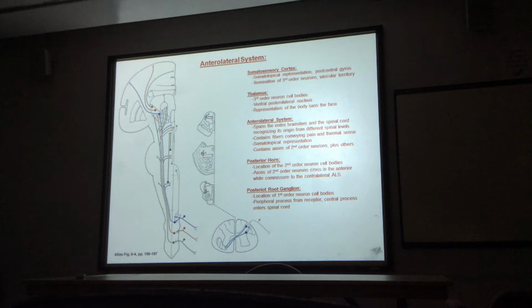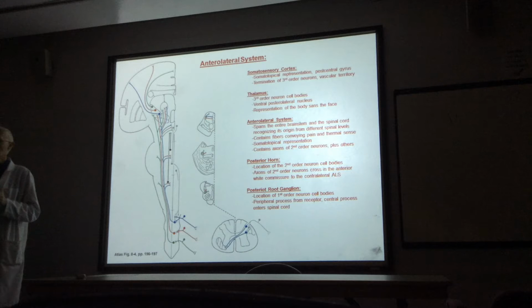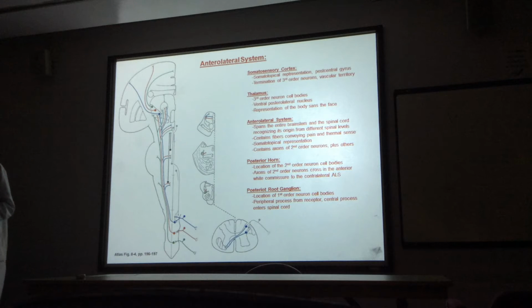The anterolateral system spans the entire brainstem. We can see it here, here, and here, and it is located in almost the exact same position: the lateral part of the medulla, the lateral part of the pontine tegmentum, and the lateral part of the midbrain. And within that pathway, it is somatotopically represented.